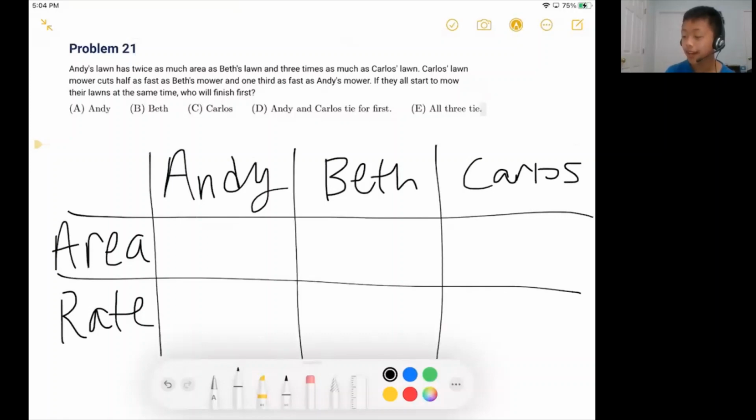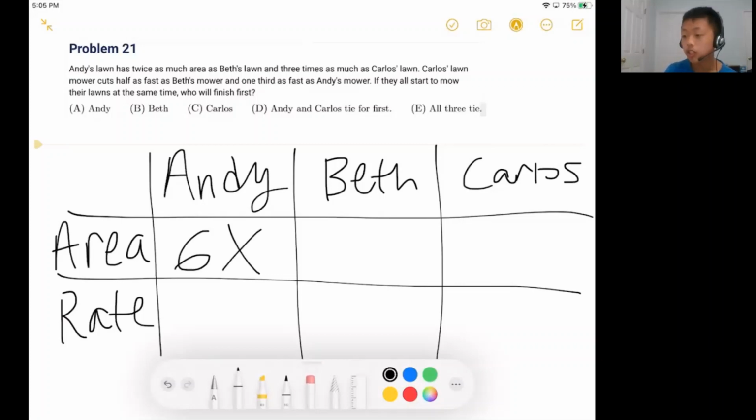So let's say we know that Andy has twice as much area as Beth's lawn and 3 times as much area as Carlos's lawn. So if I were to say that Andy had 6x amount of area, just some arbitrary number. The reason I choose 6 is to make the numbers nicer. You don't have to choose 6. You can just directly say x. But if you do 6x, you can avoid fractions.